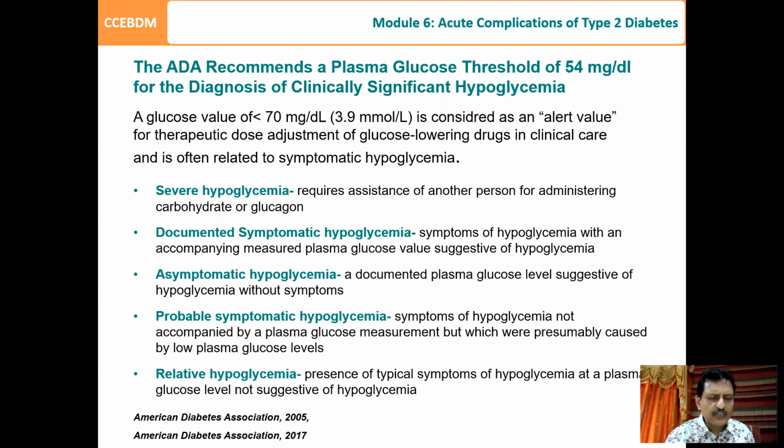So we call it relative hypoglycemia, because there are symptoms of hypoglycemia, but when we measured the glucose, it is 200. So it is not satisfying the laboratory diagnostic value of hypoglycemia. So we call it relative hypoglycemia. There is a change in the blood glucose level rapidly over a short period of time, and then the patient has developed the symptoms of hypoglycemia.